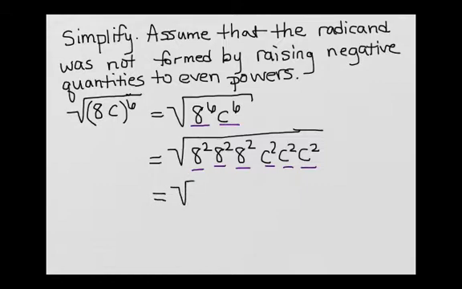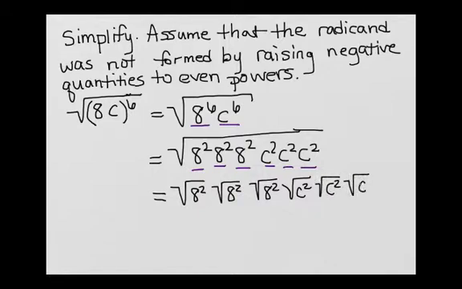And we can now rewrite this as the square root of 8 squared, the square root of 8 squared, the square root of 8 squared, times the square root of c squared, the square root of c squared, the square root of c squared. And now here's where we'll remind ourselves that the problem told us that we could assume that the radicand was not formed by raising negative quantities to even powers. So that means that as we simplify these, we don't need to worry about using absolute value notation.